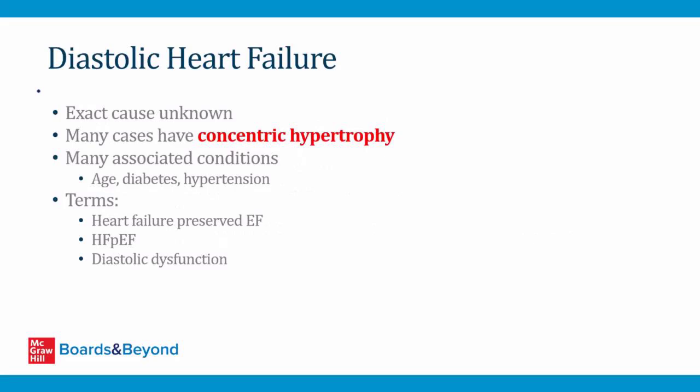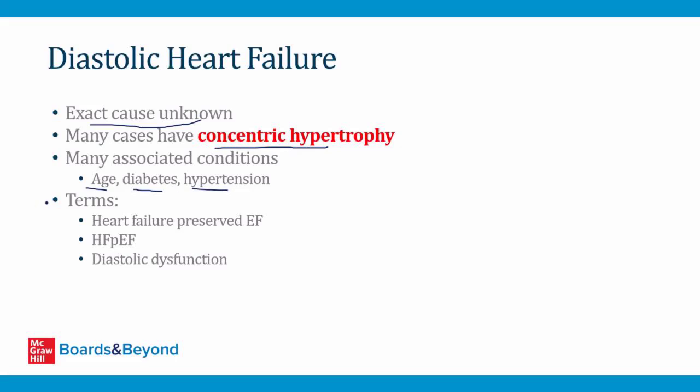In contrast to systolic heart failure, where we have all these established causes, the exact cause of diastolic heart failure is unknown. We basically don't know why patients develop this, although usually it occurs in patients who are older with other comorbidities. Most cases of diastolic heart failure have concentric hypertrophy, like I mentioned before, and most cases are associated with older age, diabetes, or hypertension.